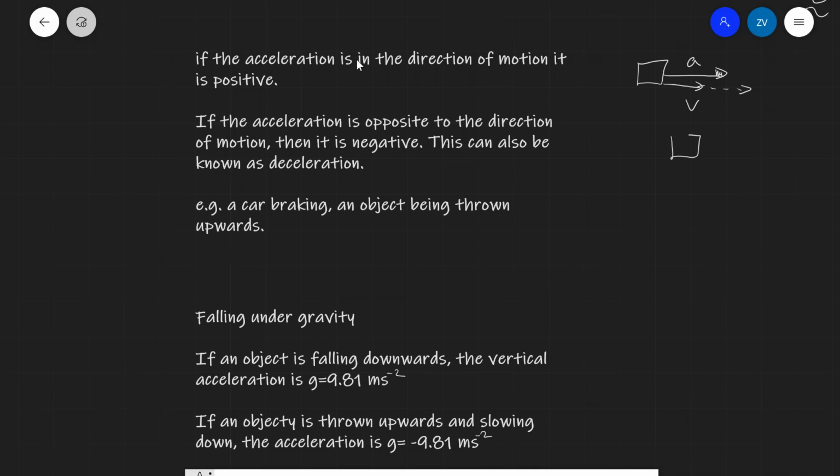If on the other hand we have an object which is moving this way, but maybe there is a frictional force acting in the opposite way and it's being decelerated, then the acceleration is negative, so we take the acceleration to be a negative number. So I'm going to underline this. Some examples of this include a car braking or an object being thrown upwards into the air.